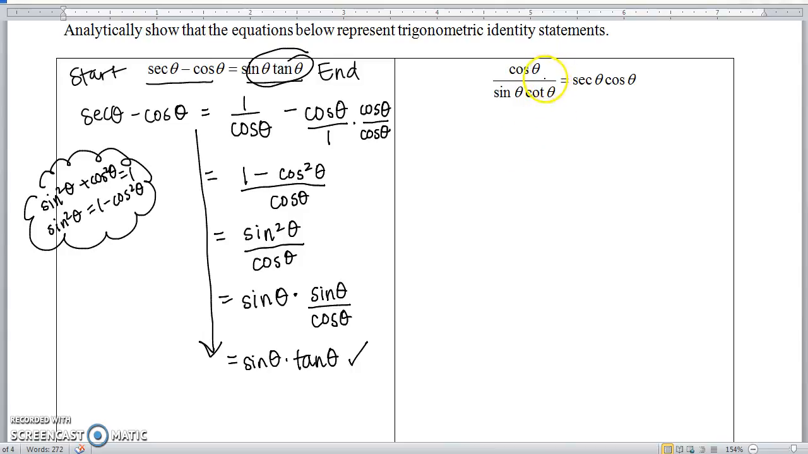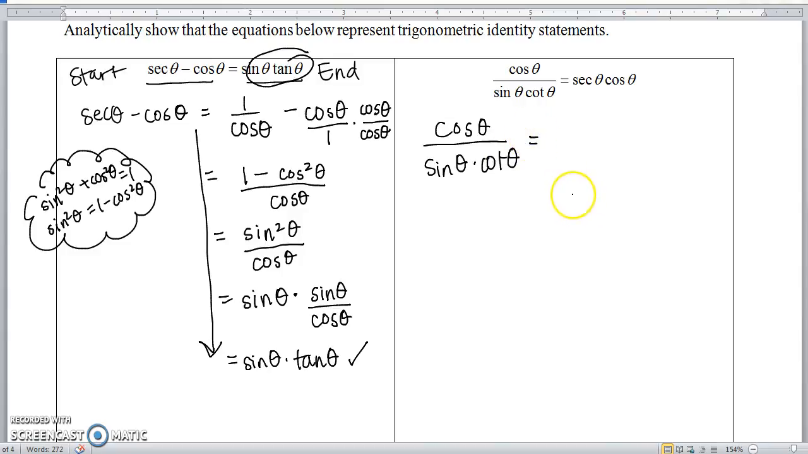So we have cosine of theta over sine of theta times cotangent theta equals secant theta cosine theta. So in this case, the more complicated side is the left side. So we're going to start there. So rewrite that. So just rewrite it exactly how it is at first.